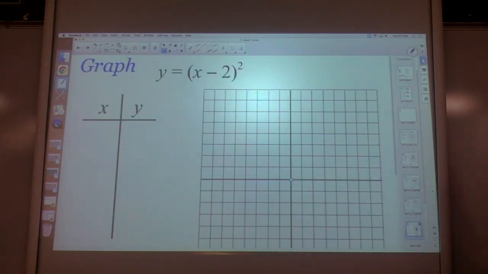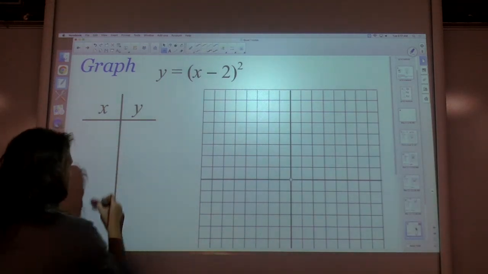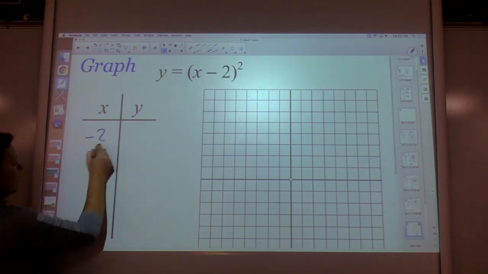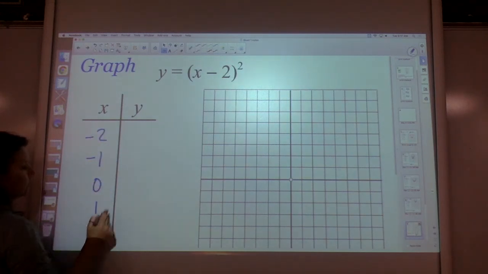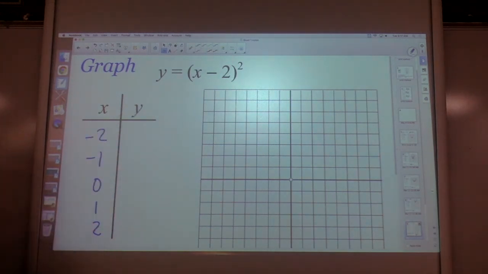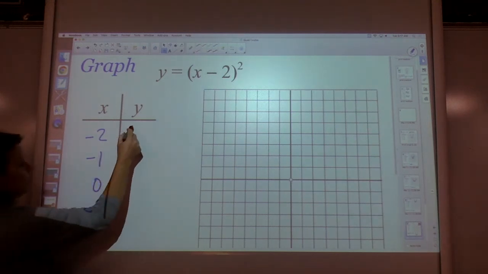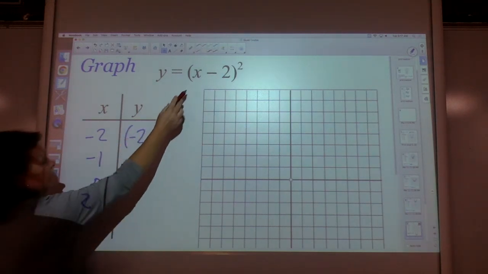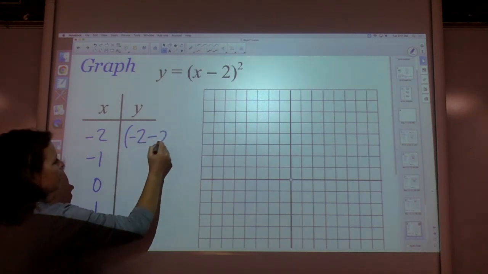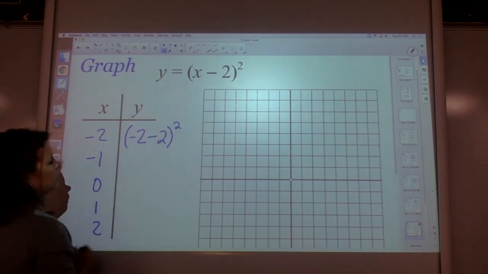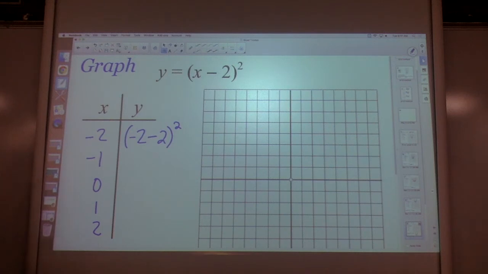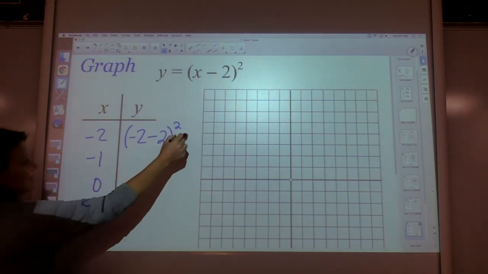So now we're going to subtract 2, but with parentheses this time. I don't know if you can even predict what's going to happen to this. No numbers over here on the T-chart, so let's go with negative 2, negative 1, 0, 1, and 2, because there's no fraction up there. But now, carefully, when you put it in your calculator, it's going to be negative 2, subtract 2 squared. Negative 2, subtract 2 squared. Should give you 16.